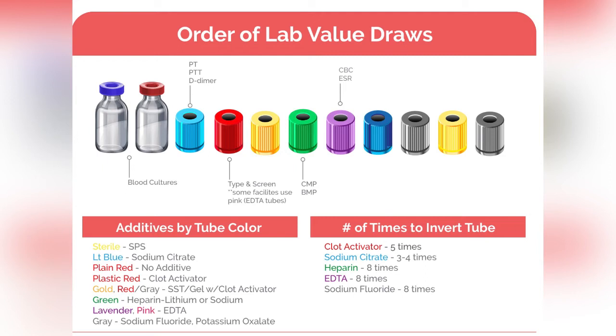Plastic clot activator tube, red. Fill after coagulation test because silica particles activate clotting and affect coagulation tests. Carrying over of silica into subsequent tubes can be overcome by anticoagulant in them. Serum separator tubes, SSTs: red and gray rubber, gold plastic.